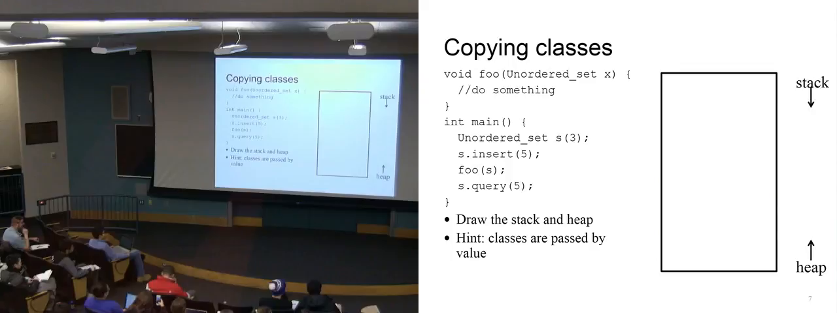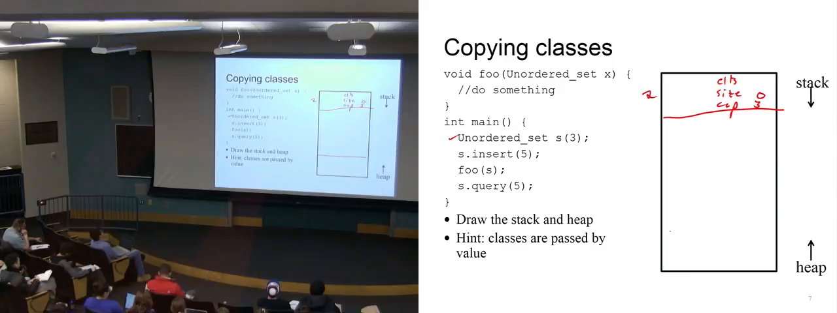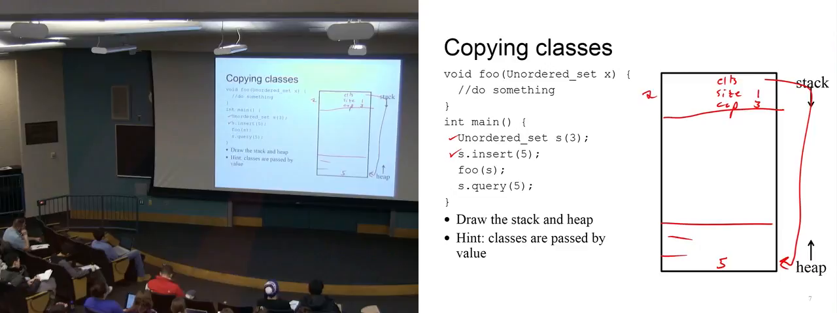Okay, so here we are on this line of code. We're creating a new local variable. Name is s, and it's got a pointer for else, it's got size, and it's got capacity. Are you with me that the capacity is 3, the size is 0 at first? What runs automatically on this line of code? Constructor, which gives me a new array on the heap. So there it is, like that. All right, then we insert 5. Is there enough space? Yes, there it goes. Size is now 1. Everybody good?